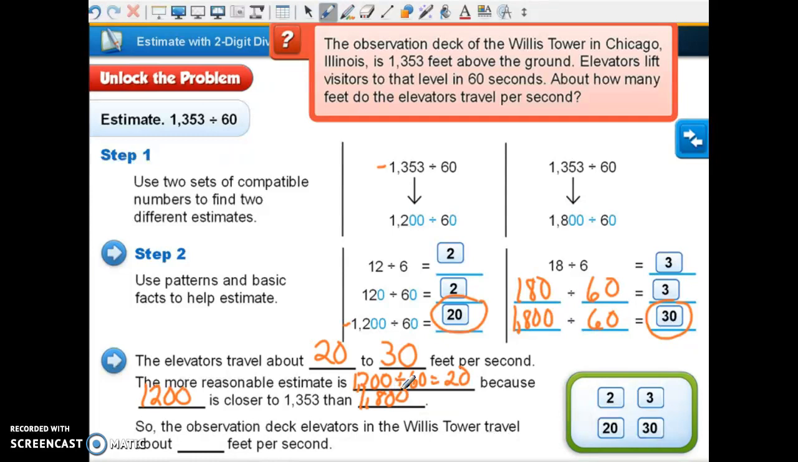So the observation deck elevators in Willis Tower travel about 20 feet per second. So the thing to remember here is that you choose something that's easily divisible by your divisor, so a multiple of your divisor, something lower, and then a multiple of your divisor that is something higher. So if I did the multiples of 6, I would go 6, 12, 18, 24, and I would choose the one that is just lower and the one that is higher.